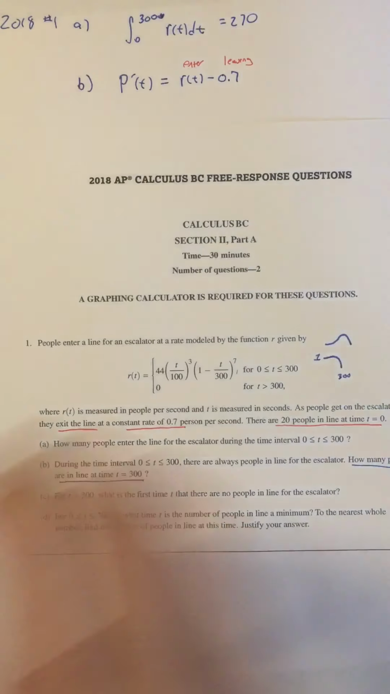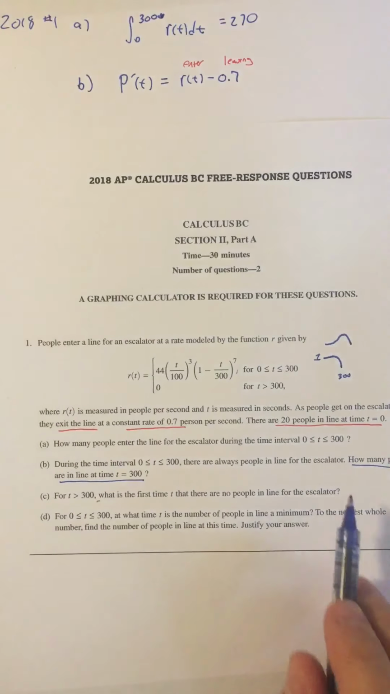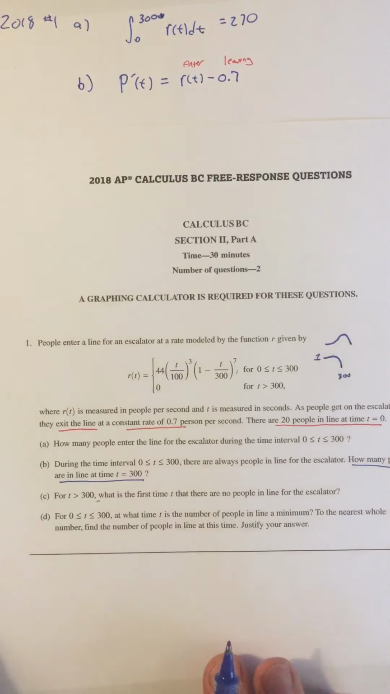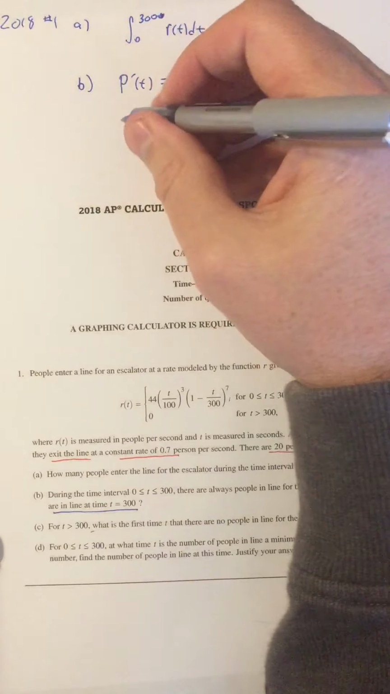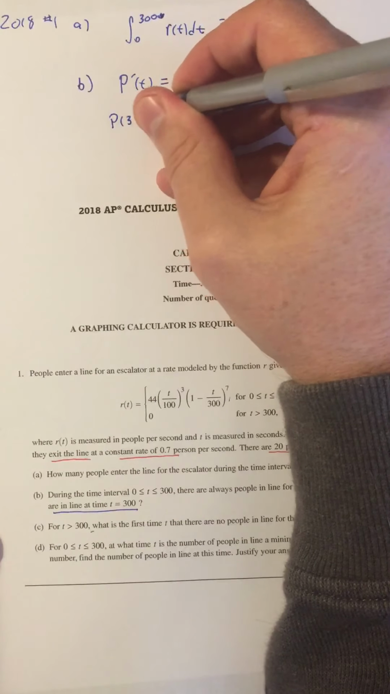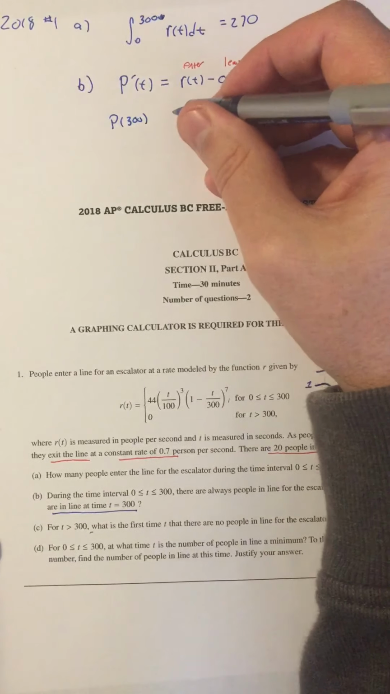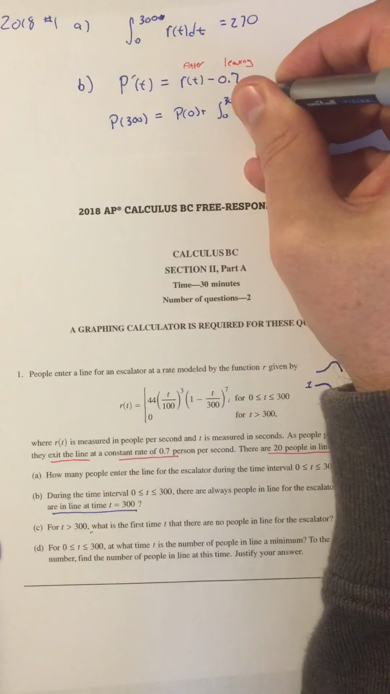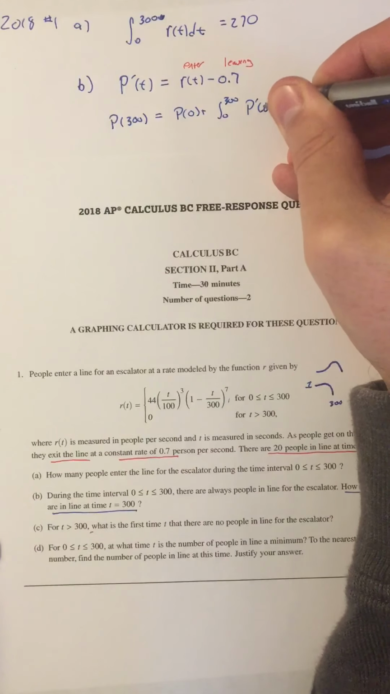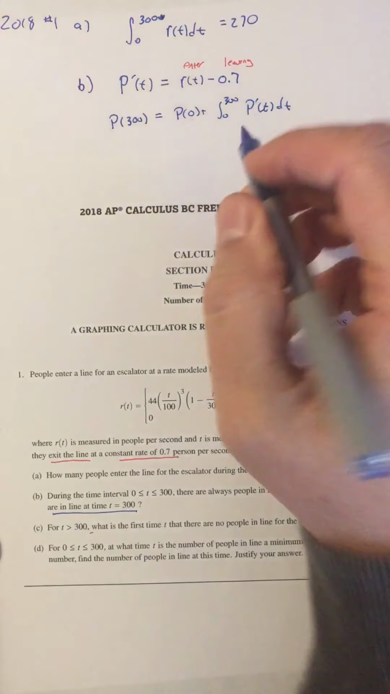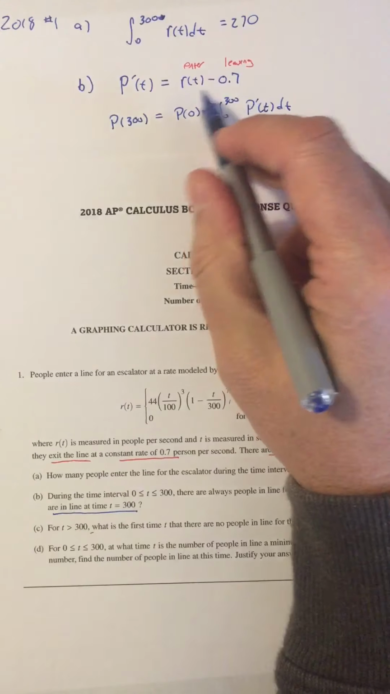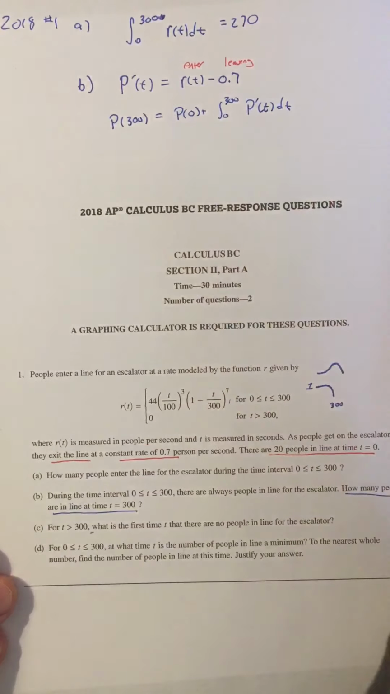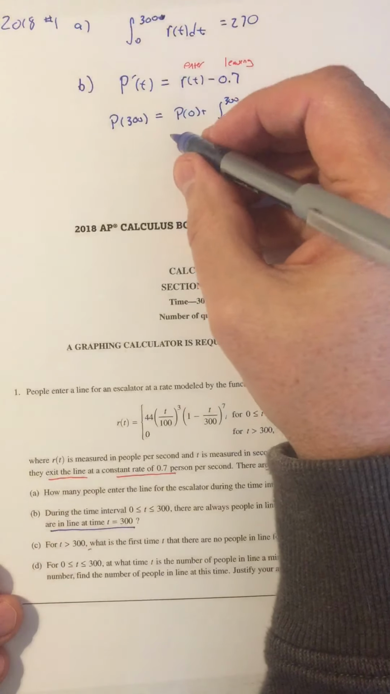Right? So then our question is how many people are in the line at time 300. So we can just use our old accumulation form. P of 300 equals P of 0 plus the integral from 0 to 300 of P prime of t. Now you don't have to do this P prime thing. You can just put r of t minus 0.7 right away, probably what most people would do. I'm just trying to show where things come from.